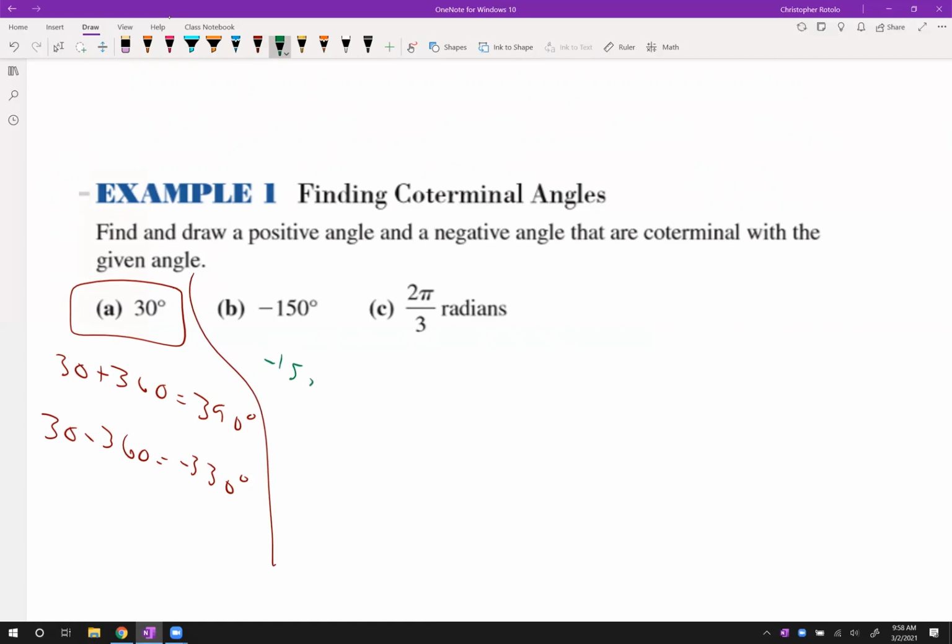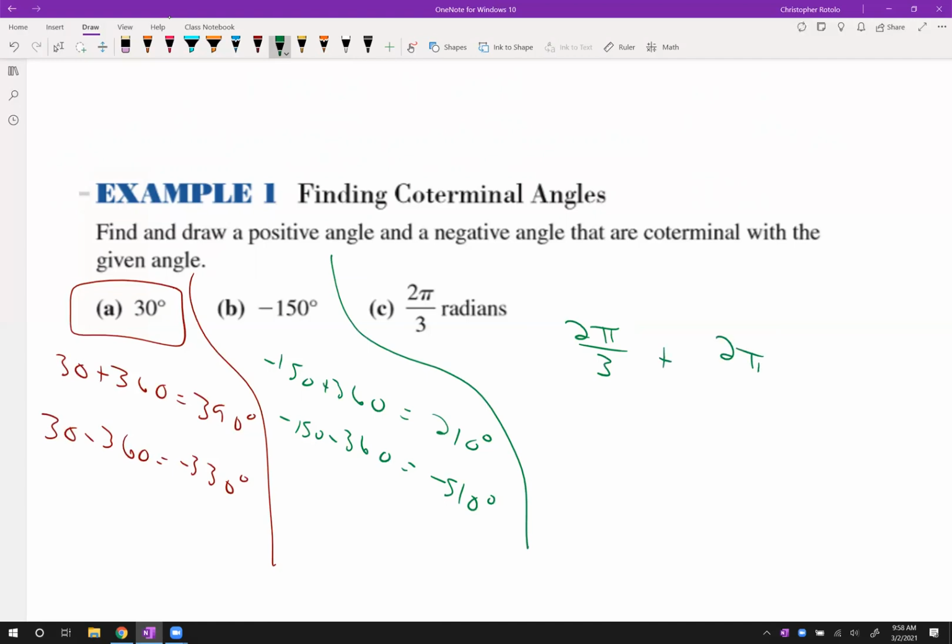We're going to do negative 150 plus 360, or negative 150 minus 360. All right, so we should be at 210 degrees and negative 510 degrees. So negative 150, positive 210, and negative 510 are all in the same location. All right, radians. Let's see, 2 pi over 3 plus 2 pi and 2 pi over 3 minus 2 pi.